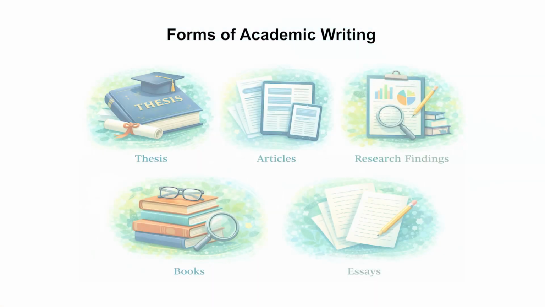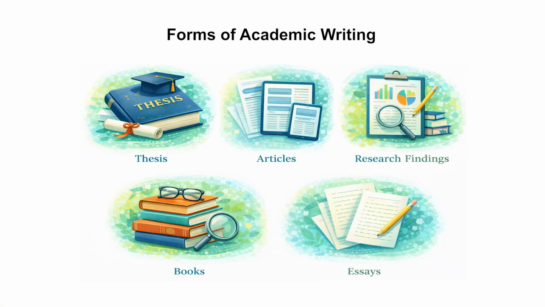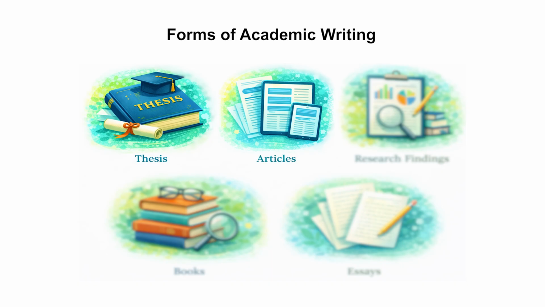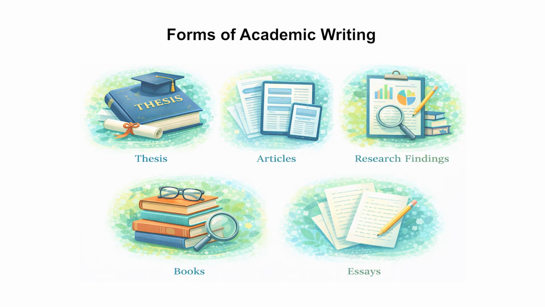How many different kinds of forms of academic writing do you have? Thesis, articles in journals or articles in magazines, research findings, books, and essays. So what is the purpose of academic writing? You will say, I'm very happy writing my poems. I'm very happy writing short stories. And why should I think of academic writing at all? How is it necessary and why must I learn the skill of academic writing?